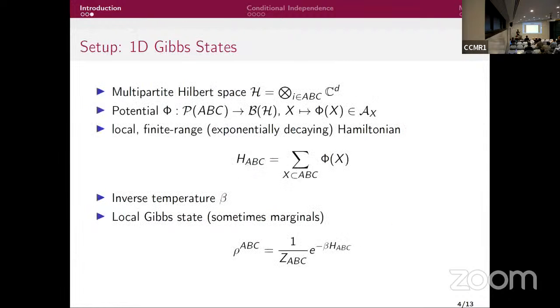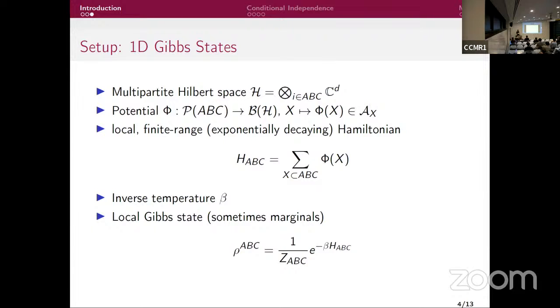Okay, just one boring slide with a little bit of notation. We talk about 1D Gibbs states. You think of a chain of spins. Each of them is a finite dimensional Hilbert space. And we define a potential function which maps each subset of the chain to a Hamiltonian term supported on this subset. Think of these as the Hamiltonian terms. Mostly they will be finite range, but in fact our results extend to those being exponentially decaying. So the norm of these terms decays with the size of this x.